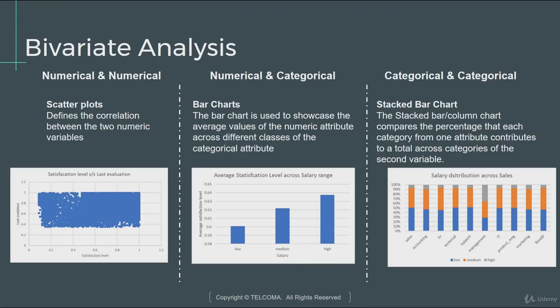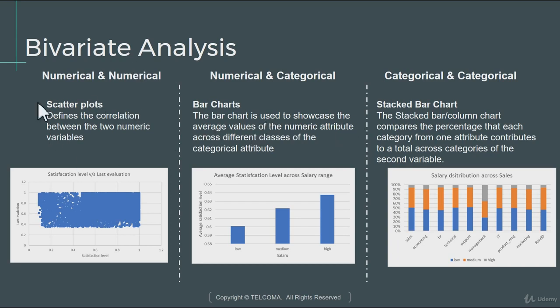Bivariate analysis is the study of relationship between two variables. Now, as the name would suggest, bivariate clearly indicates we are including two variables in our analysis. And this might actually introduce you to three different scenarios.